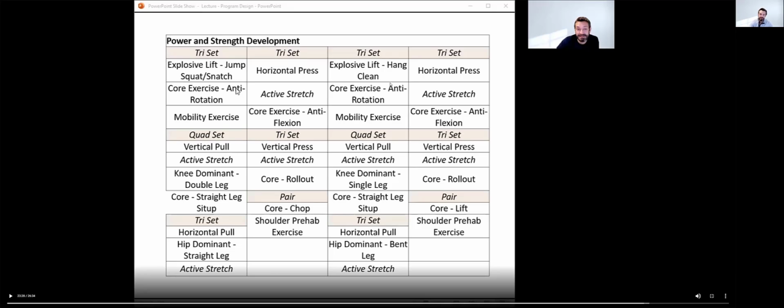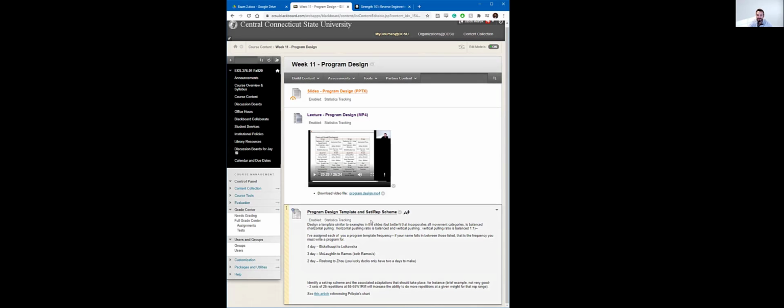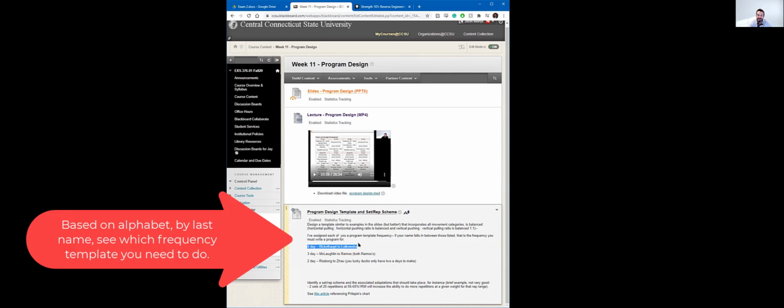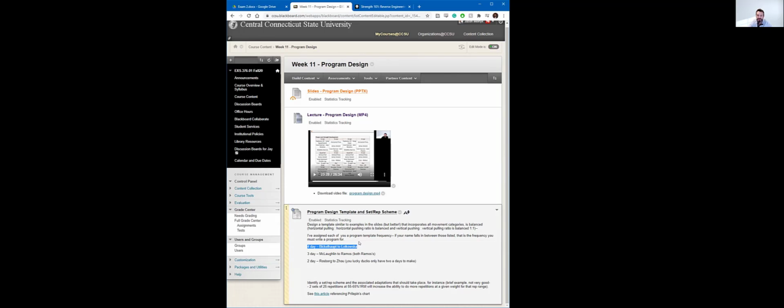After you write the template, the day frequency you have is alphabetical. So Bickelhop to Lakowska, sorry, you have 4-day-a-week templates. McLaughlin to Ramos, we have 2 Ramoses. You need to do 3 days, and then Rosberg to Zoo, you lucky ducks only have a 2-day frequency template.